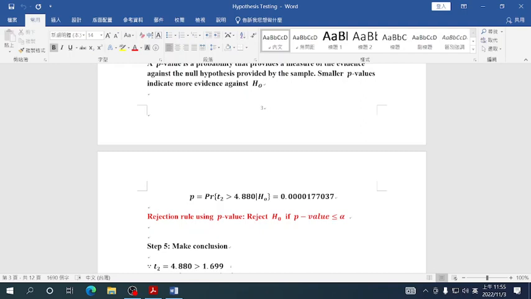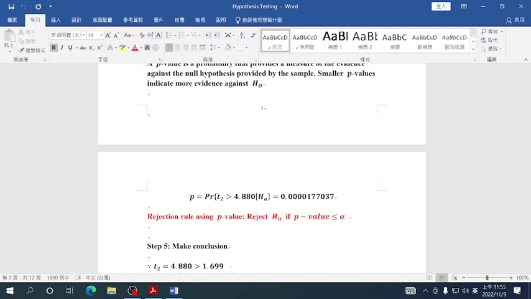Okay, this means that the distribution with the mean 0 is under the null hypothesis. So this is under the null hypothesis: T2 greater than 4.88. The p-value is equal to this one. This is what I get exactly, the p-value. But on the computer output, they only show 4 decimal places.